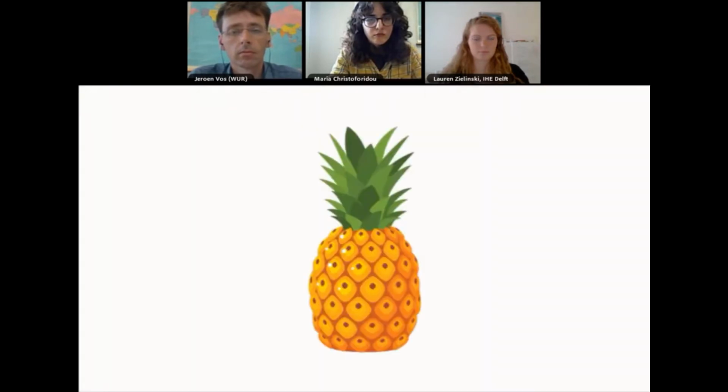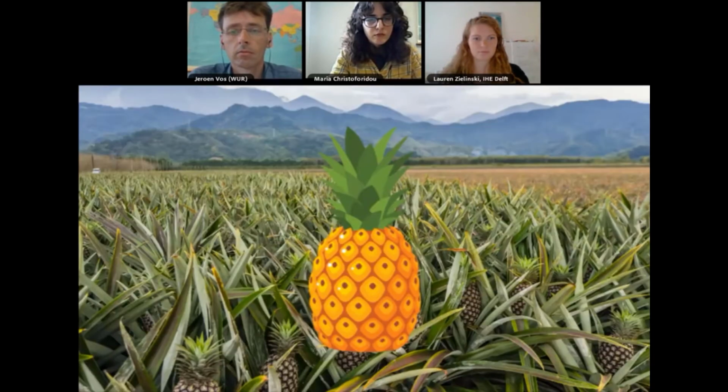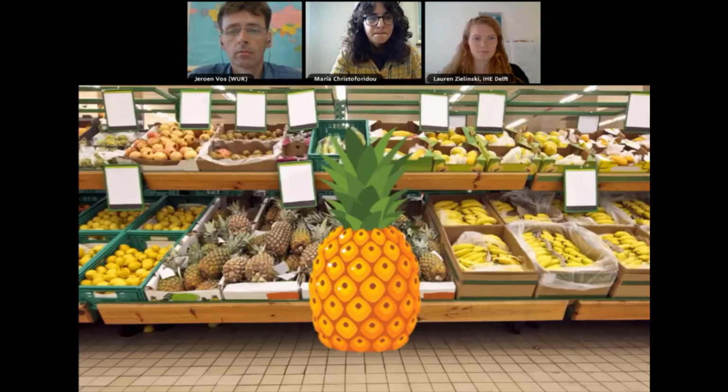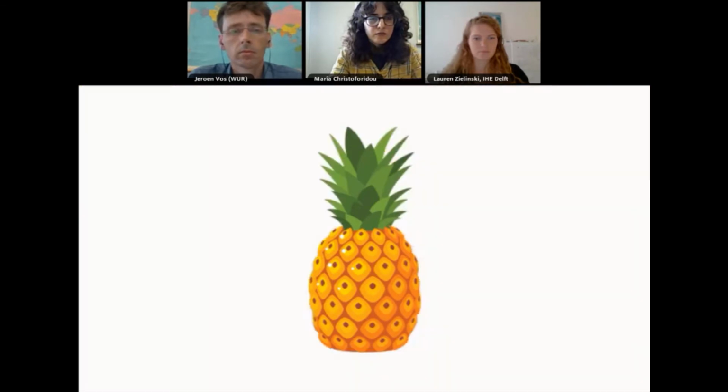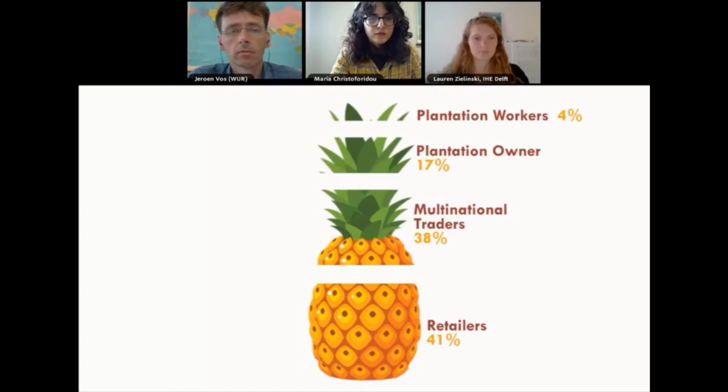For example, let's look at this pineapple. It was grown at a plantation in Costa Rica and is being sold at a supermarket somewhere in Europe. Research shows that of the revenue from the sale of this pineapple at the supermarket, 21% will go to the plantation. Within that 21%, 17% will go to the plantation owner and 4% to the worker.